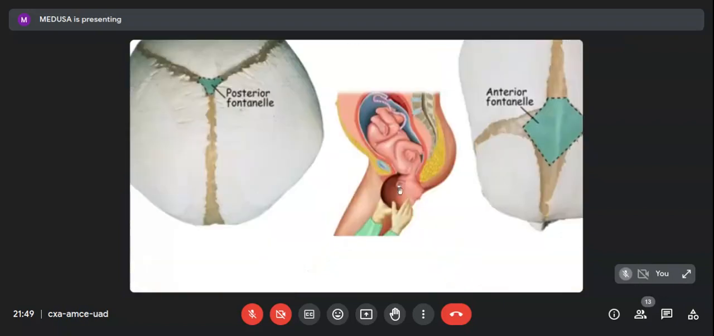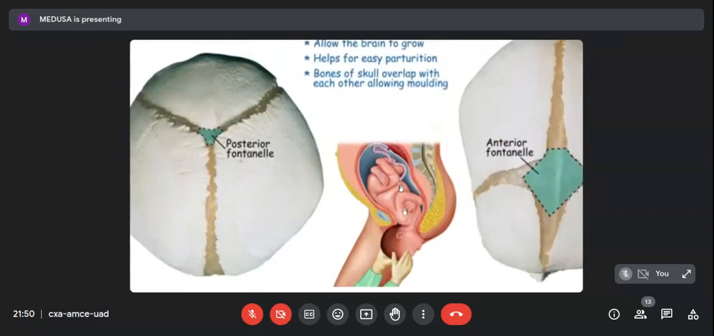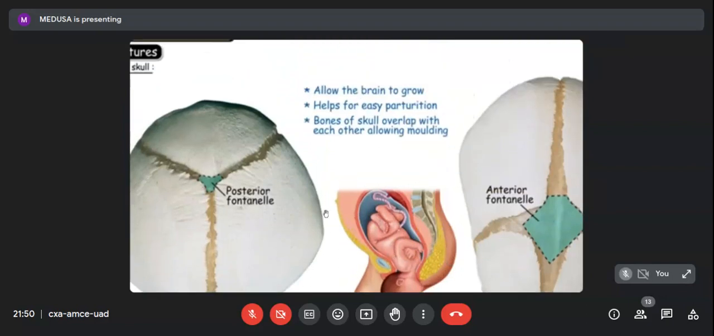The second is easy delivery. What does it mean? During birth, the head is a bit flexible. It is able to squeeze through the birth canal, through the vagina, to the outside environment. If these fontanelles were to close too soon before the baby was born, then it would be hard for the baby to be delivered through the birth canal, unless the mother undergoes a cesarean section.